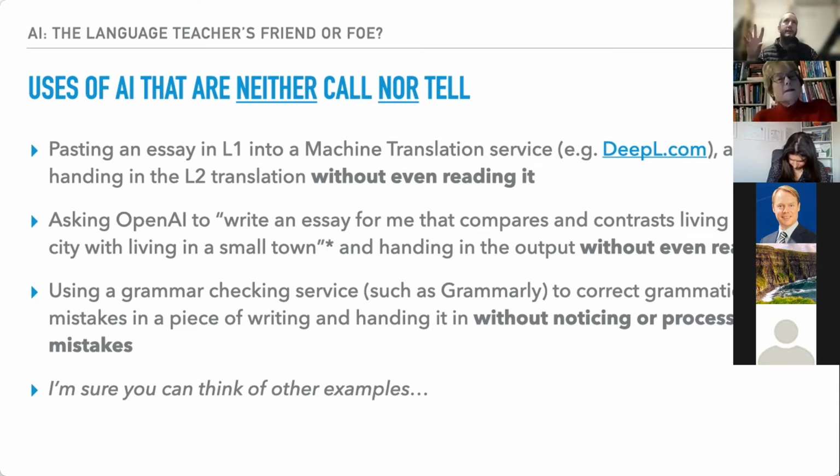So if a student uses a grammar correction service without looking at the mistakes that have been corrected, I don't think it can be classed as either CALL or TELL. And I'm interested to know in that Grammarly study how they measured or what they did simply beyond exposing students to the mistakes. I'd be interested to read more about that.